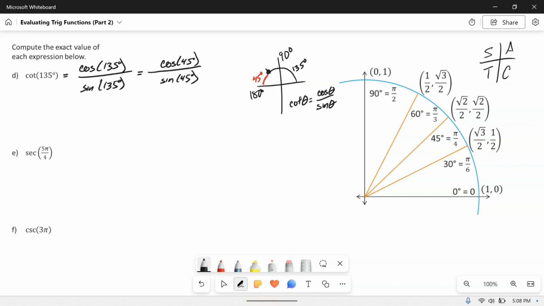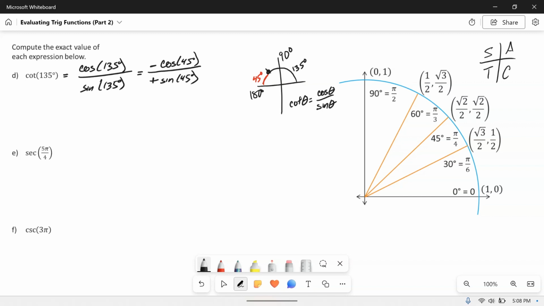But when we do this, we now need to apply the sign, whether it's positive or negative, for each of these. So cosine is an x-coordinate, which means it is negative in the second quadrant, right? Only sine is positive in the second quadrant. So cosine is negative, sine again is positive. So we're going to have a negative cosine of 45 degrees divided by a positive sine of 45 degrees.